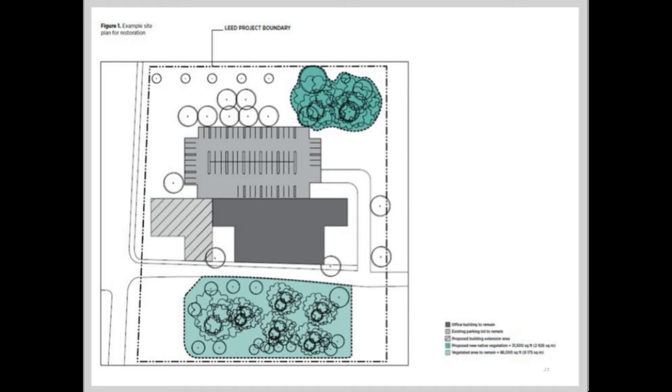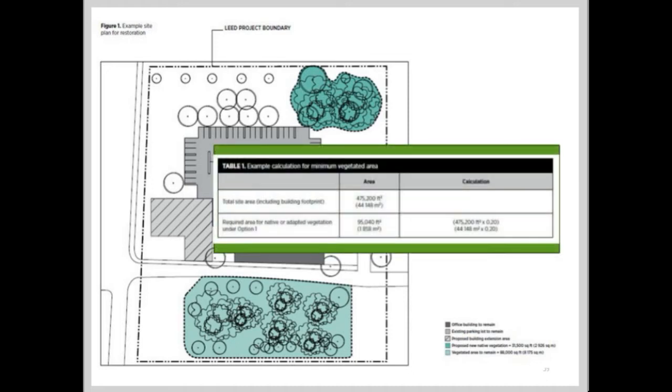Let's look at an example for option 1. The project is a small office building. To earn the credit, the project team is increasing the site's vegetated area. The site plan, in Figure 1, depicts an existing area of vegetation and the area that will be re-vegetated, and Table 1 shows how the project is documenting compliance.